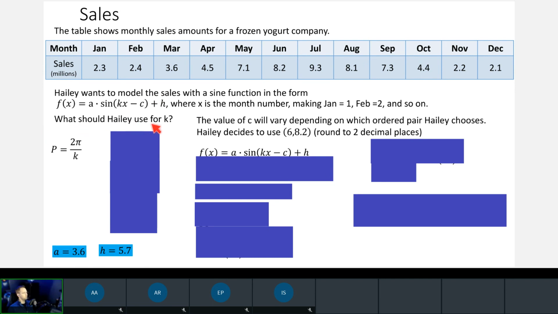First question, what should Haley use for k? Well, I gave you the formula already, so we know what P is. Well, do we? Do we know what P is? What is the period? Well, first of all, what's the definition of a period? How long before it repeats? So if I have January 1, February 2, March 3, and so forth, how long before it starts to repeat? 12 months. That makes sense. And Caitlin, you got it right. I know I saw that. So it is 12. So our P is 12.